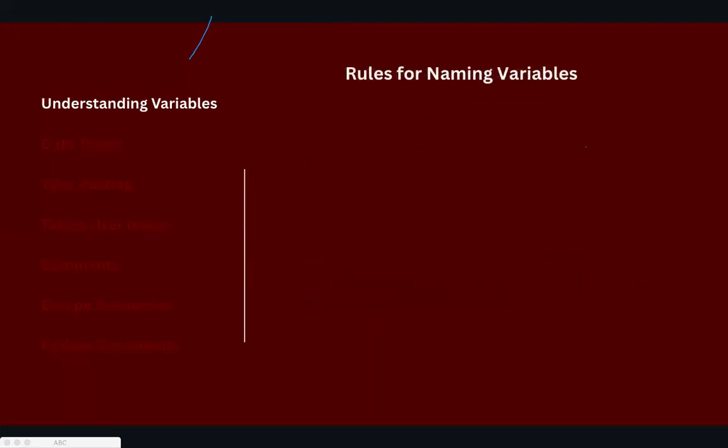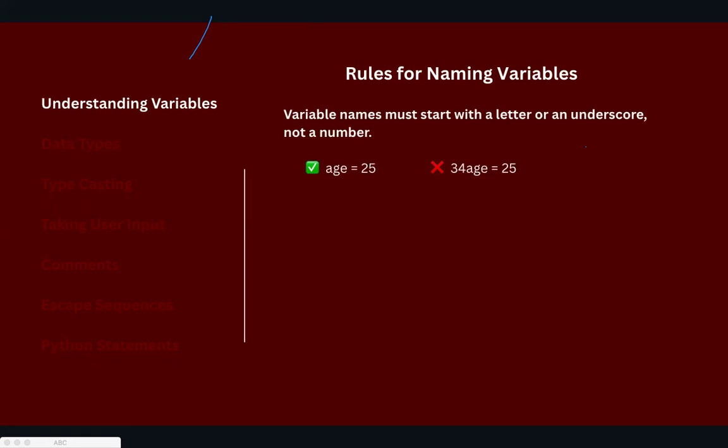rules for naming variables. So when creating a variable in Python, there are a few important rules. A variable name must start with a letter or an underscore, not a number. So age is equal to 25. This is something that we just wrote in our editor. So this is a proper way to name a variable. And a variable name should not start with a number.